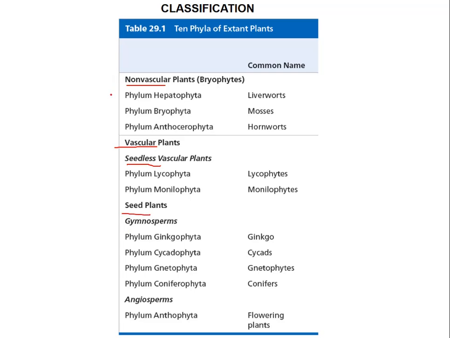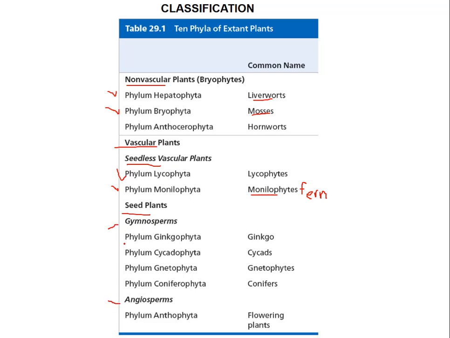Okay, non-vascular plants have two phyla that we are going to learn: phylum Hepatophyta and phylum Bryophyta. The examples here are mosses and liverworts. For seedless vascular plants, we have two phyla, phylum Lycophyta and Monilophyta. The ferns are examples of Monilophytes. This is a fern, also called paku pakis.